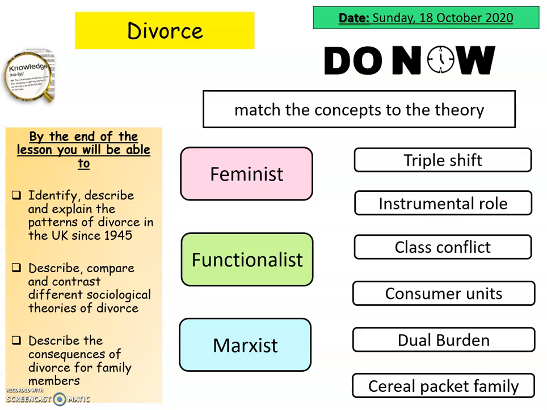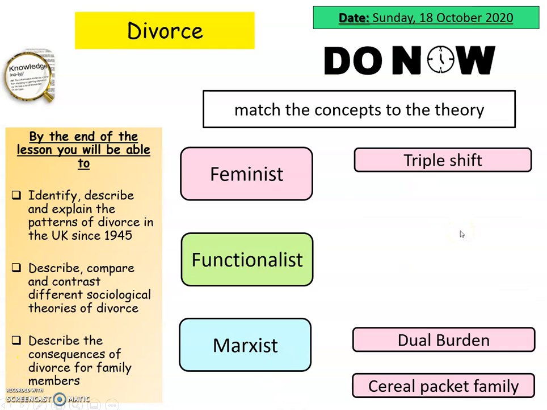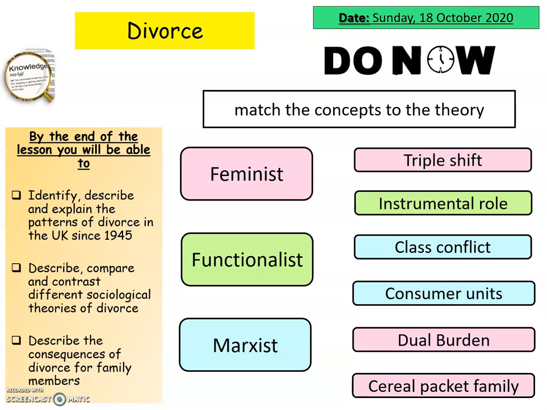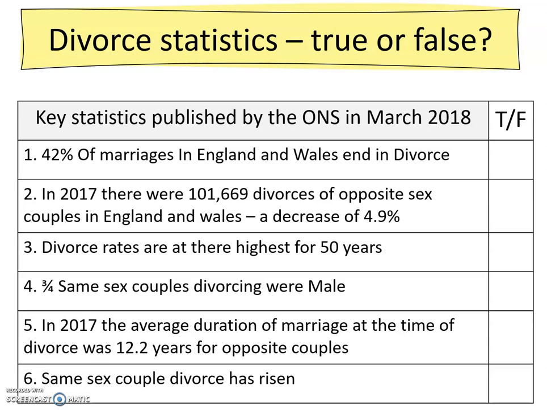Right, answers are, so for feminists, you'd be looking for triple shift, dual burden, potentially serial monogamy family, depending on how you worded it, but you could also link serial monogamy family into functionalist. So then we've got instrumental role, which was linking to functionalist, and then we've got class conflict and consumer units linking to Marxism.